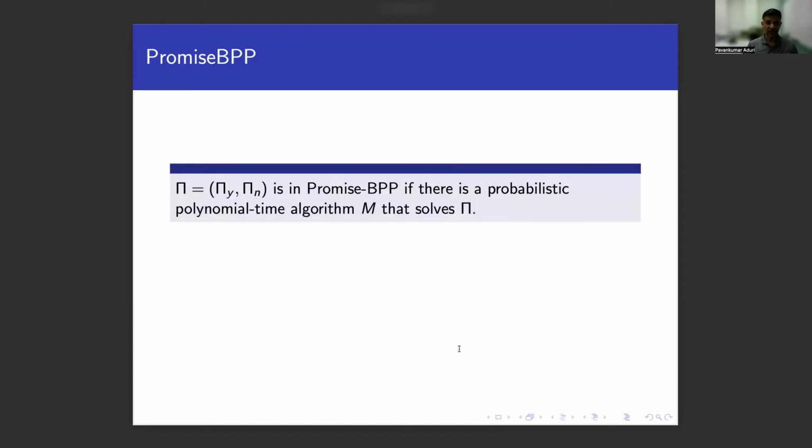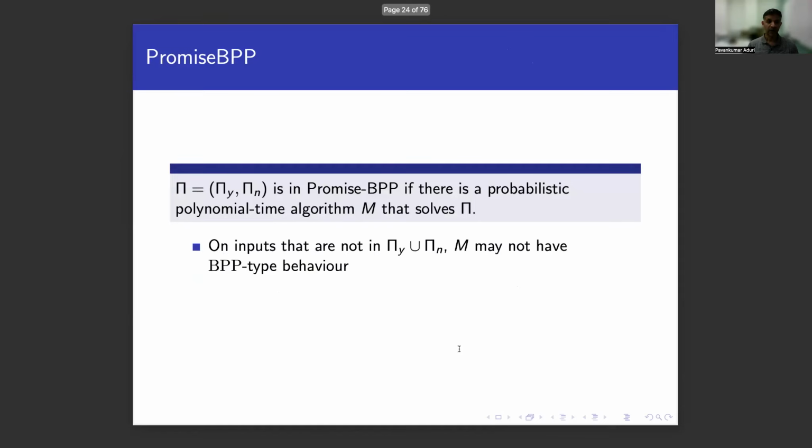Okay. So now let's define the complexity class promise BPP. Given a promise problem Π, we say that it's in promise BPP if there is a probabilistic polynomial time algorithm that solves Π. Which means on every input from Π_yes, the algorithm accepts with probability at least 2/3, and on every input from Π_no, the algorithm rejects with probability at least 2/3. And if you look at the inputs that are not in Π_yes or Π_no, the algorithm may not have a BPP-type behavior. That means on some inputs, it may accept with probability very close to half.